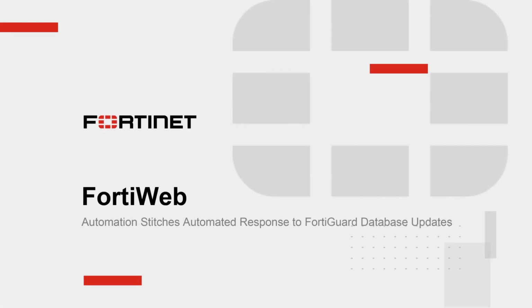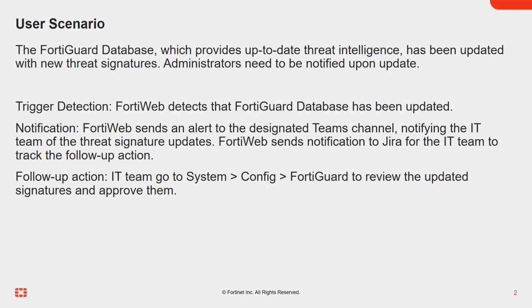Welcome to a quick tutorial video on Automation Stitch to automate response to FortiGuard database updates. In this scenario, administrators need to be notified when the FortiGuard database, which offers current threat intelligence, is updated with new threat signatures. We will use Automation Stitches to set a notification through Teams channel or Jira when FortiWeb detects a database update. Administrators can then review the updated signatures and approve them.